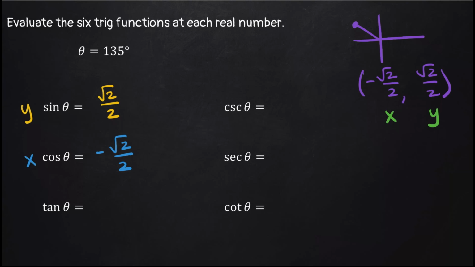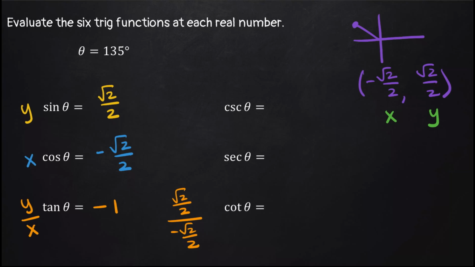If I'm looking for tangent, tangent is y over x. So what I'm going to do is take my y, so root 2 over 2, and divide it by negative root 2 over 2. Now, if I have root 2 over 2 over the same thing, that simplifies to 1. And because you have a negative there, it's going to simplify to negative 1.